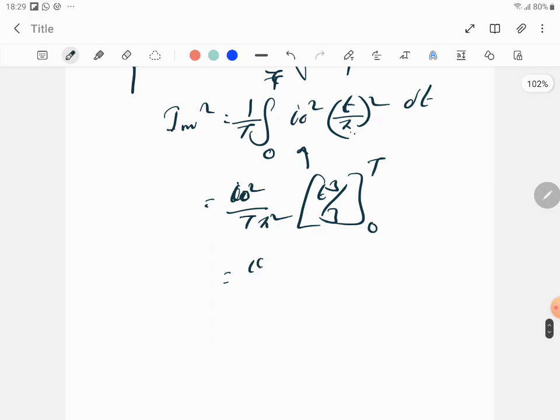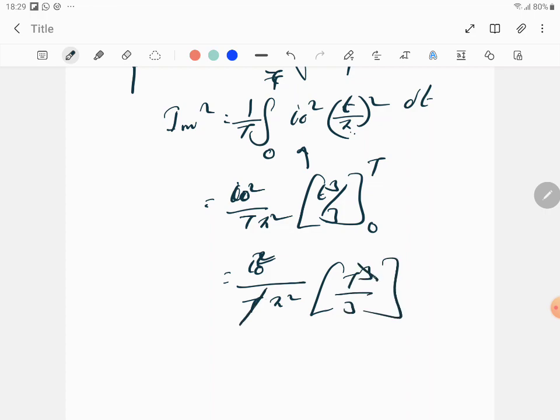So it's I naught square by T pi square into T cube by 3. Minus 0 will become anyway 0. So I'll get I naught square T square by 3 pi square. Sorry, that's not T, that's tau. This capital T is for the entire time period. All this capital T is just this T only. It's not tau, it's capital T.